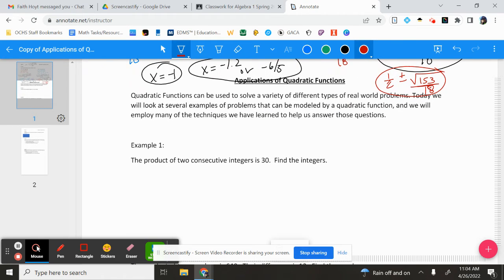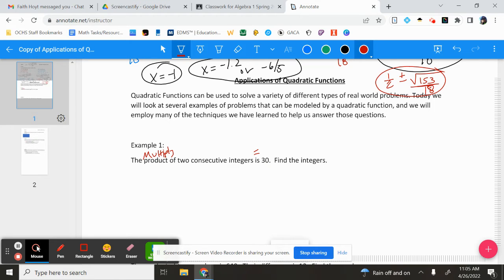So now we want to look at some real-world applications of quadratic functions. For this first one, we have the product of two consecutive integers is 30. A couple things that we need to start with is identifying what these words mean. Anytime I see the word product, I know I need to multiply. Integers are going to be positive or negative whole numbers. The word is means equals. The other thing we need to discuss here is consecutive.